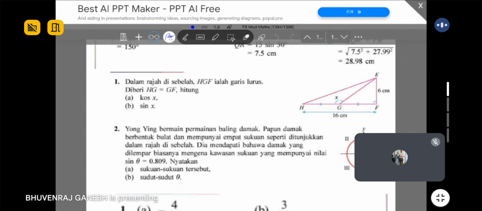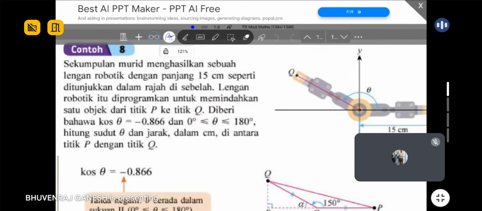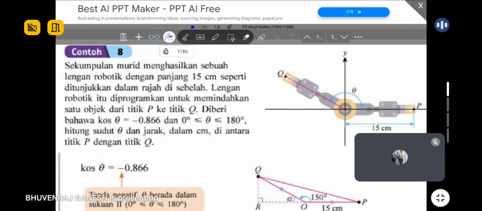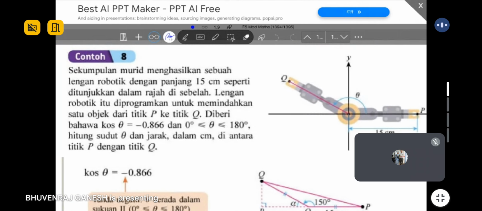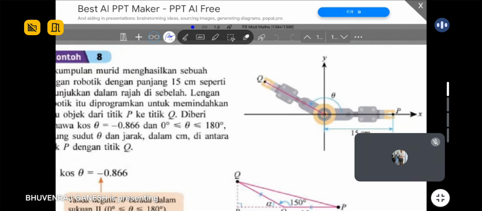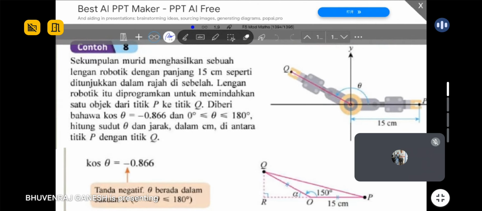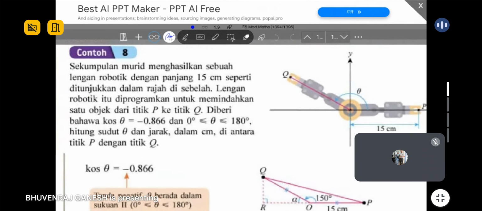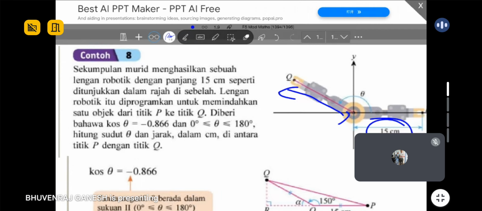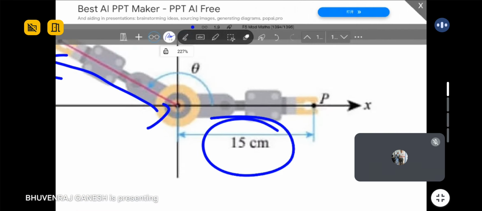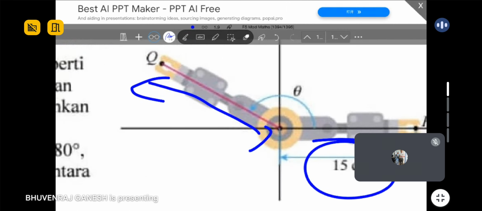So next question, also an application, aplikasi juga. So over here, the question is to find the distance between P and Q. For those take English, you must try to find a way how to get the distance between point P and also point Q. Basically you must find this distance only because we already have 15 cm. So basically you can use this information. Cos theta equal to negative 0.866.